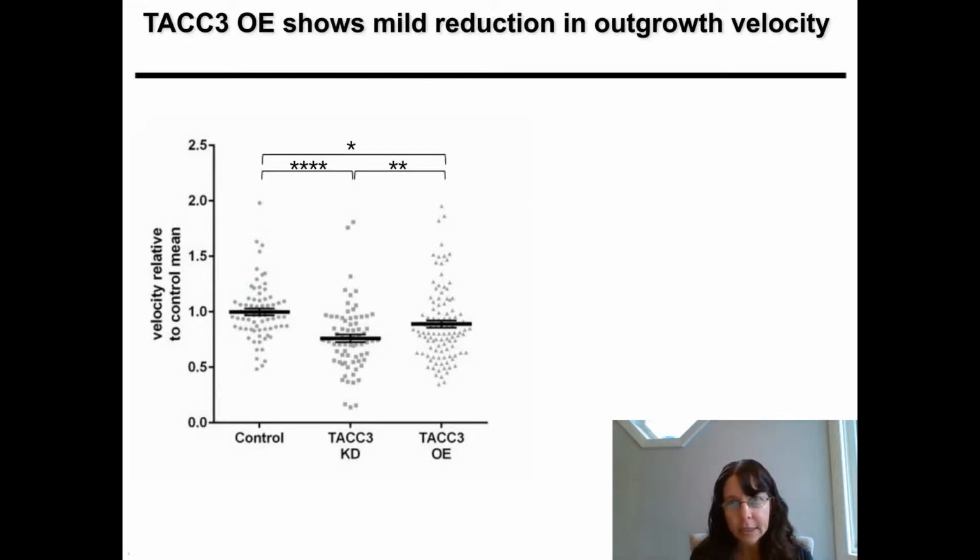And this made no sense. If we are overexpressing a microtubule polymerase and the axons end up being longer, why would they grow out more slowly? How could that be?